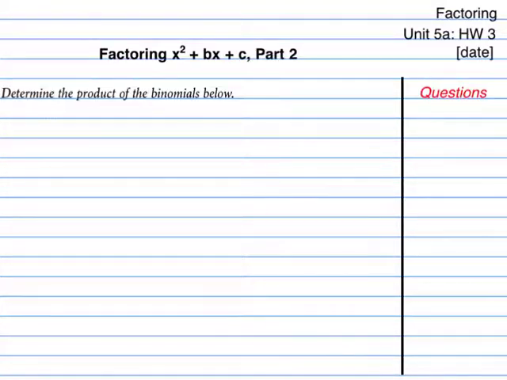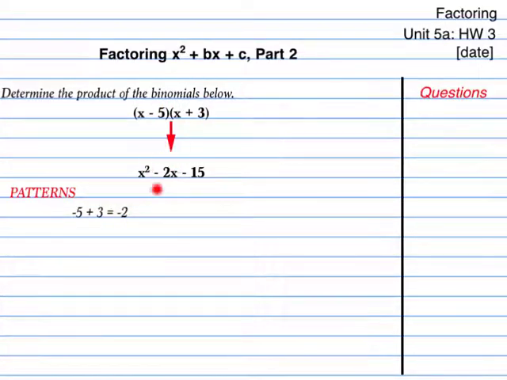So now we want to determine the product of the binomials below. So once again, we see that when we FOIL or box method, we get x squared minus 2x minus 15. And this is going to be a little different because you notice I'm not going to have addition. We still have the same patterns, however. We know that negative 5 plus 3 will give me a negative 2, which is my b value. And negative 5 times 3 still gives me my c value. So the patterns are still the same regardless of the signs that you see in the expression.